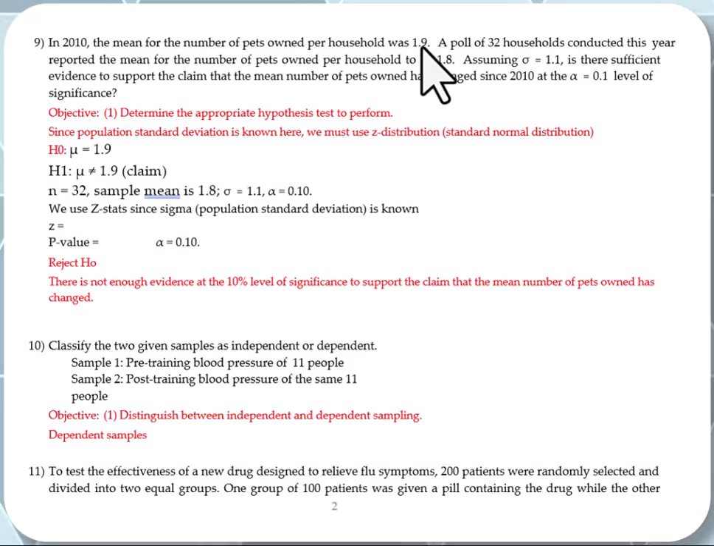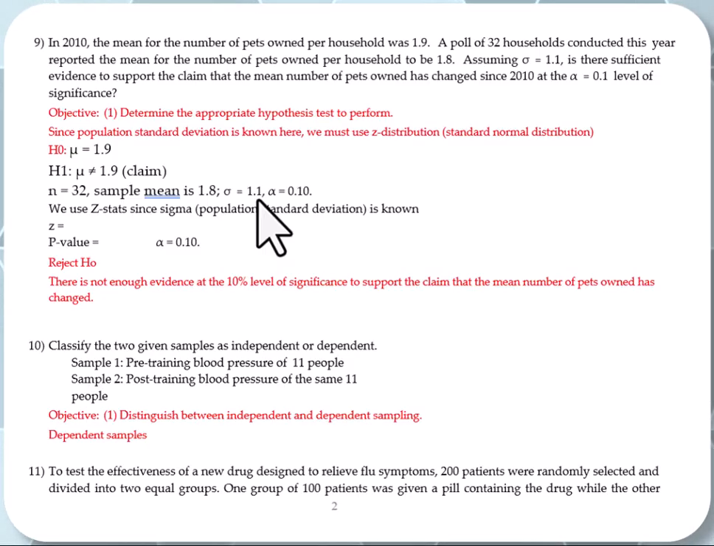We want to see if it's not equal to 1.9 anymore. So H0 will be mean equals 1.9 and H1 will be mean not equal to 1.9, and that's the claim. We have n equals 32, the sample mean is 1.8, and sigma is 1.1. And we have the level of significance alpha, which we will compare the p-value to, at 10%.